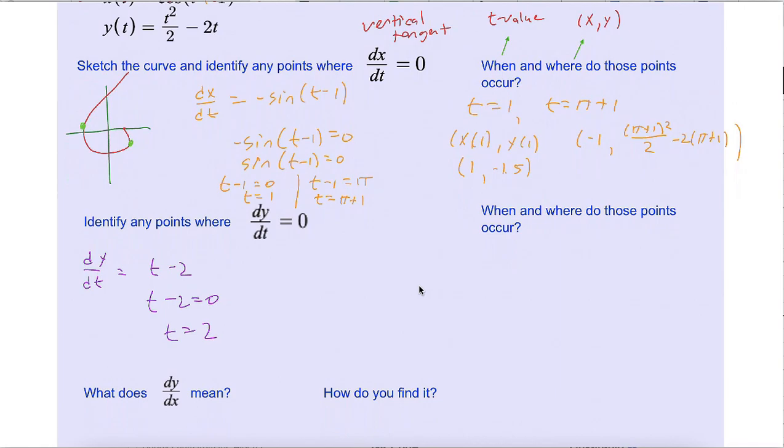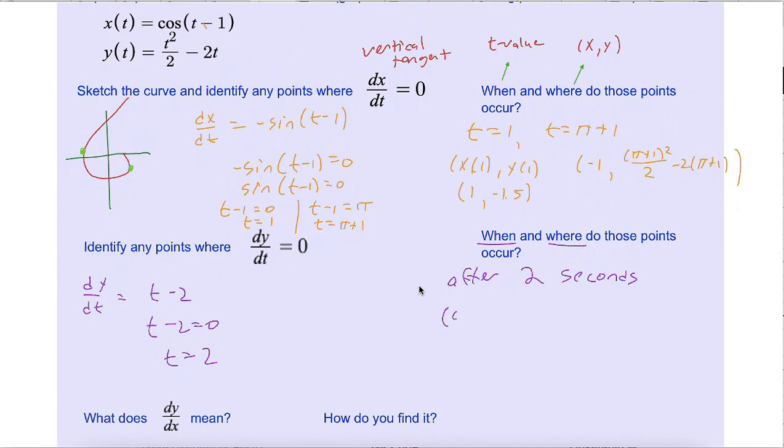So when and where do those points occur? After 2 seconds, I'm just going to say that t is measured in seconds right now. And the coordinate will be cosine of 2 minus 1 is the x value, and 2 squared over 2 minus 2 times 2 is 2 minus 4, which is negative 2.